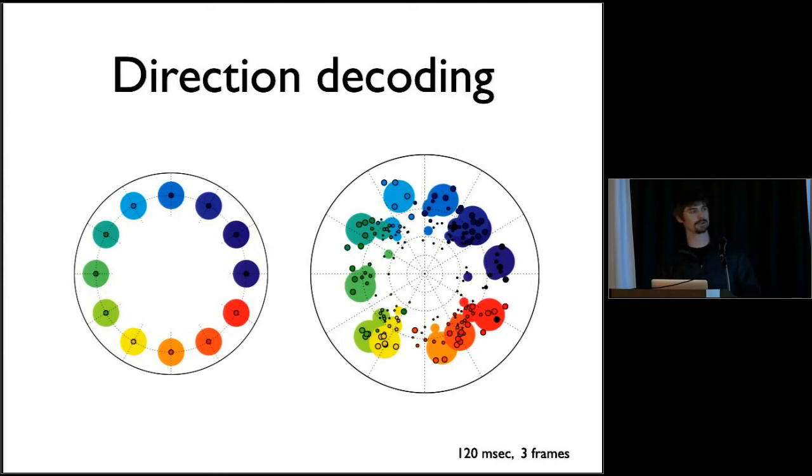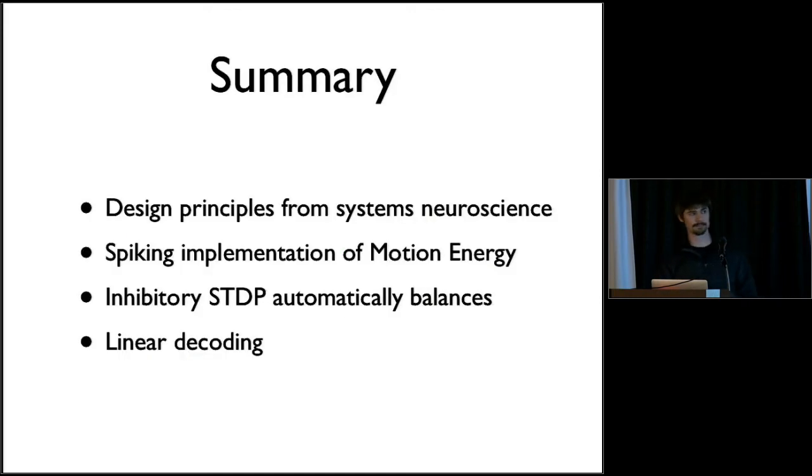So to recap what I told you today, we're working with design principles from systems neuroscience, standard things that we know from systems neurophysiology. We're using a motion energy model, which is standard out there. It's not something we've invented. We're just implementing it in spikes and dealing with some of the complexity that comes along with that. And one of the ways that we're using to make sure that we still get a good signal is to do this inhibitory STDP, to do the excitatory-inhibitory balancing, and at the end we're using a linear decoder, which is sufficient to be able to extract some of that information back out of a population of cells.